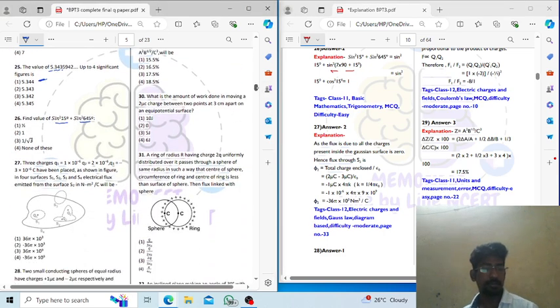Question number 27. Three charges Q1, Q2 and Q3 are given, with surface areas S1, S2 and S3. You have to calculate the electric flux. Electric flux is given by Gauss's law, that is, the integral of E dot ds equals q by epsilon. E means the electric field, ds is the surface area. Here the surface areas are given as S1, S2 and S3. So first of all, to calculate this, you have to know the value of E only.